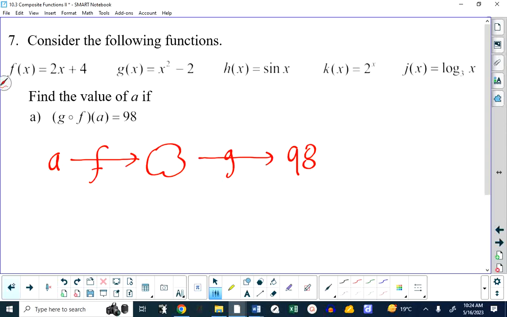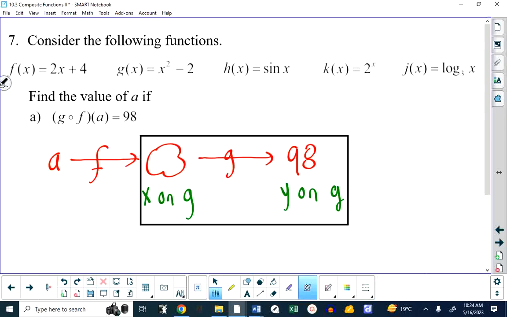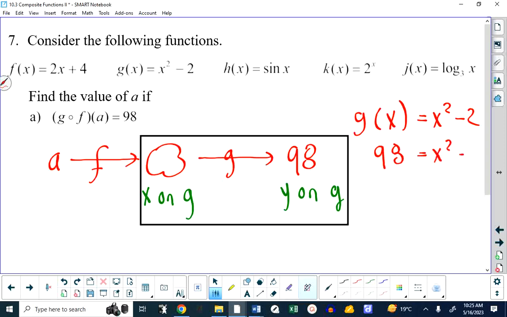Don't forget that this is a y coordinate on f, and this is the x coordinate on g. I'm focusing my attention right now, everybody, on just the second stage of this. There it is. That's all I'm focusing on right now. So when we look at g of x, it is x squared minus 2, which means 98 has to be equal to x squared minus 2, which means x squared has to equal 100.